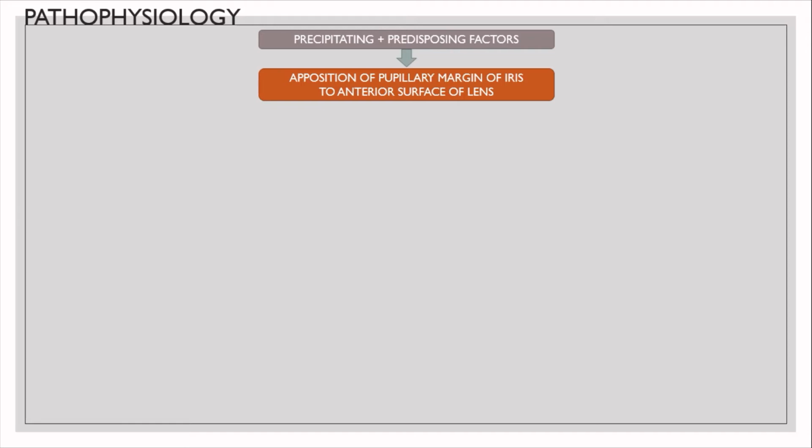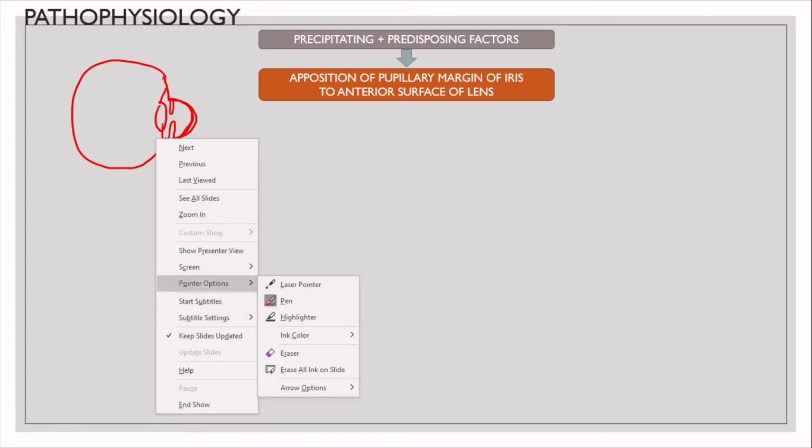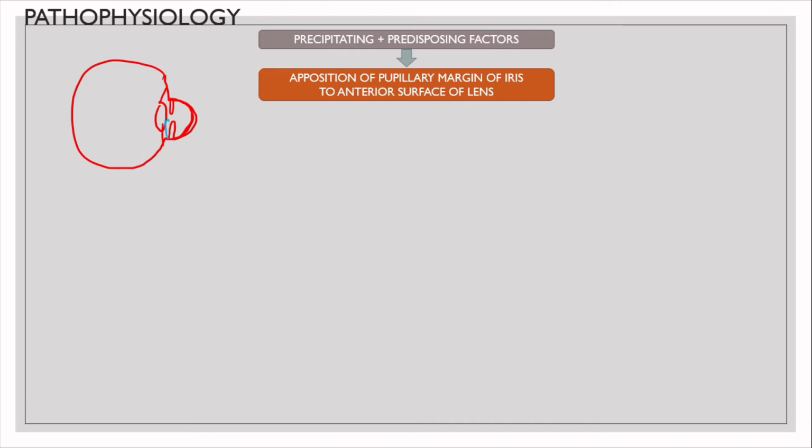So it can happen like this. This is our lens and this is our iris. What happens actually is that the iris, let's change color, the iris becomes opposed to the lens, and it's important to note that this is greater when the pupil is mid-dilated. So that's an important point which we will go back to later.